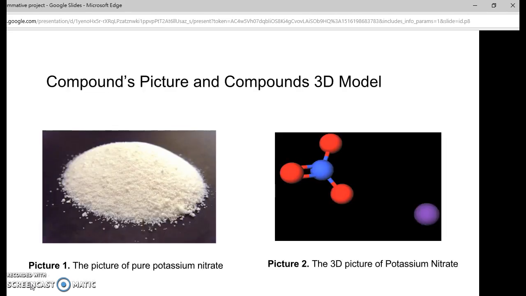Following its chemical properties, the two figures in this slide show the 3D molecular structure of potassium nitrate, forming a trigonal planar shape, and the powder of potassium nitrate, which is in its normal form. I will introduce more details of the structure in slide 8.